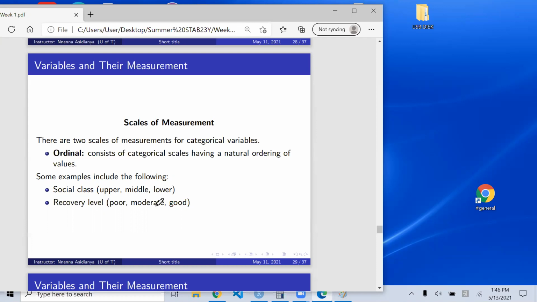So for instance, social class: upper, middle, lower is in descending order here. This is descending because upper class makes more than middle class, which is more than lower class. So there is a natural order in these two examples because you can place them in an order of highest to lowest, or lowest to highest. It could be increasing or decreasing, but whenever you notice an order, this is intuitively ordinal. Whenever you can notice an ascending or descending order, that is certainly ordinal.